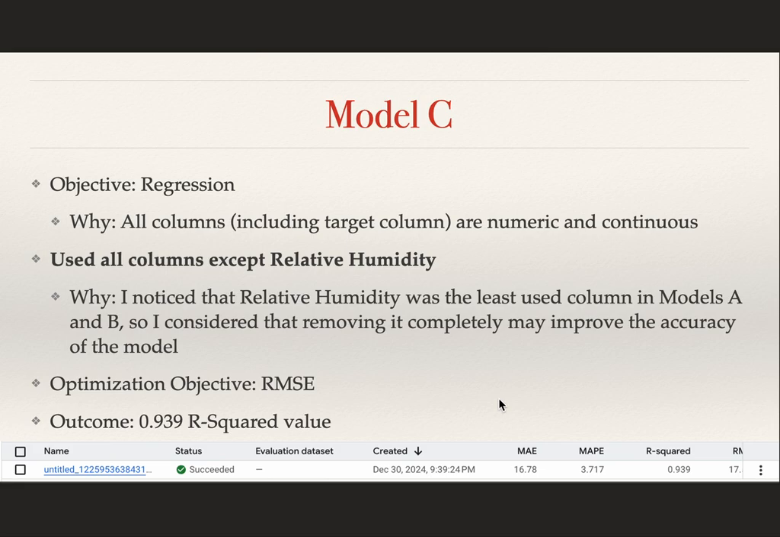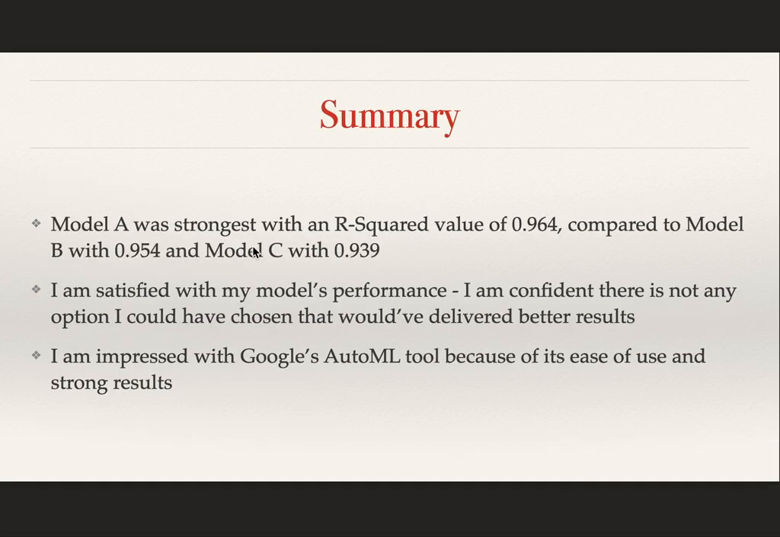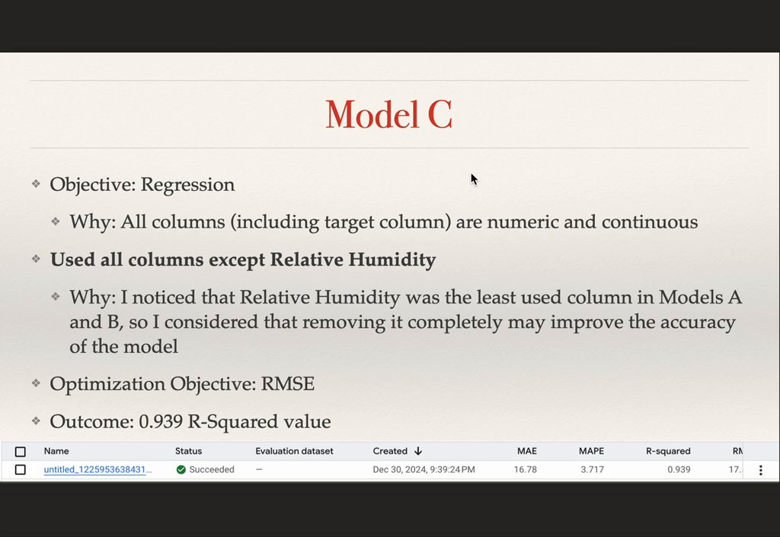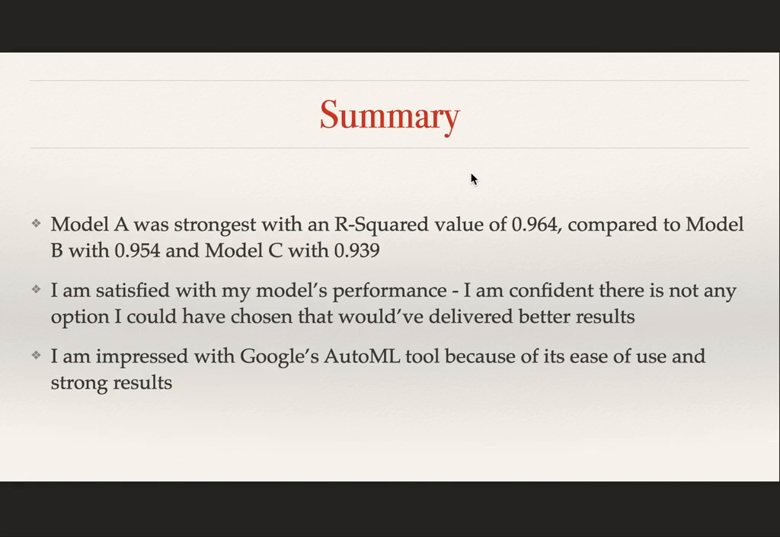So I thought maybe I'm going to stick with model A in terms of using RMSE as the optimization objective, but I'm going to remove relative humidity. This simplifies the model and makes it run a little bit easier, and also maybe it will create better results. But I see that it didn't. It generated an R² value of 0.939. So that's the lowest of all 3. So I guess that humidity is still useful in the prediction, even if it's less useful than the others.